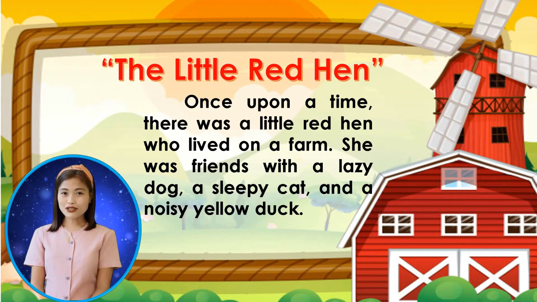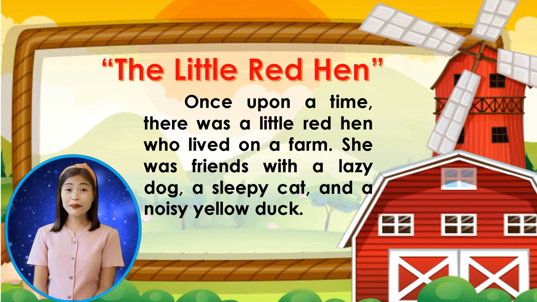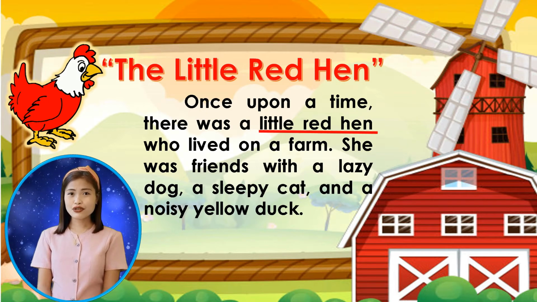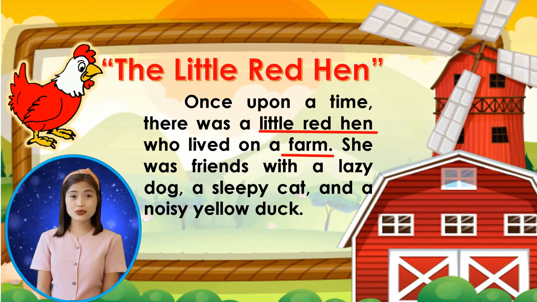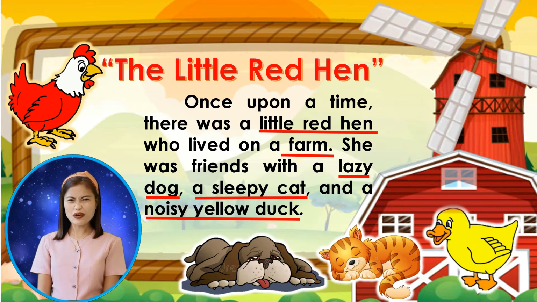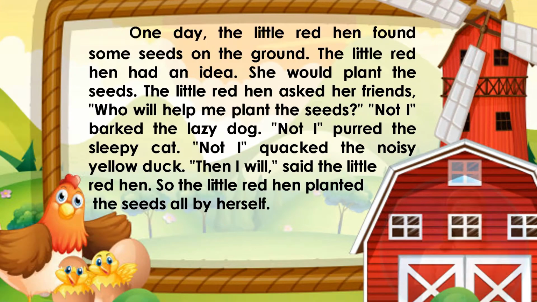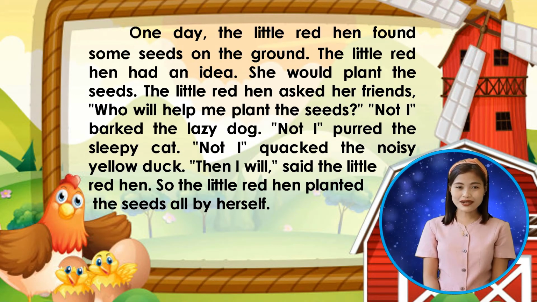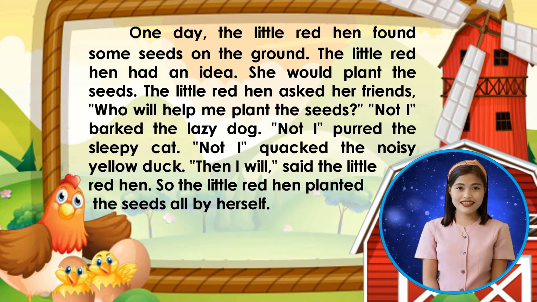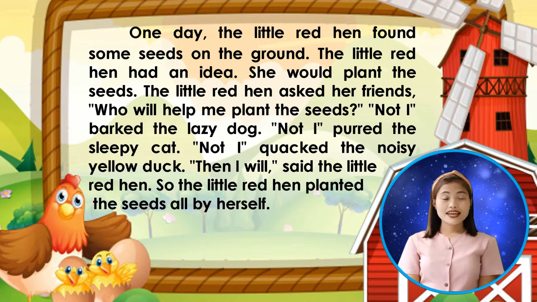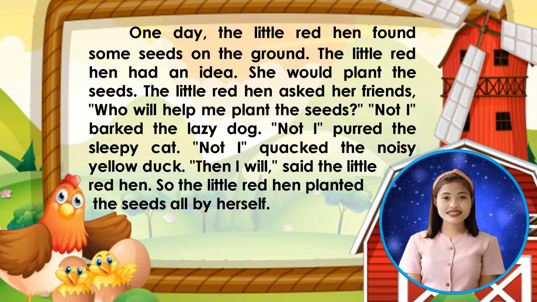The Little Red Hen. Once upon a time, there was a little red hen that lived on a farm. She was friends with a lazy dog, a sleepy cat, and a noisy yellow duck. One day, the little red hen found some seeds on the ground. The little red hen had an idea. She would plant the seeds. The little red hen asked her friends, who would help me plant the seeds?